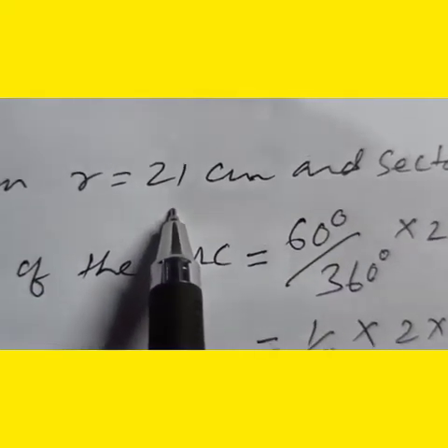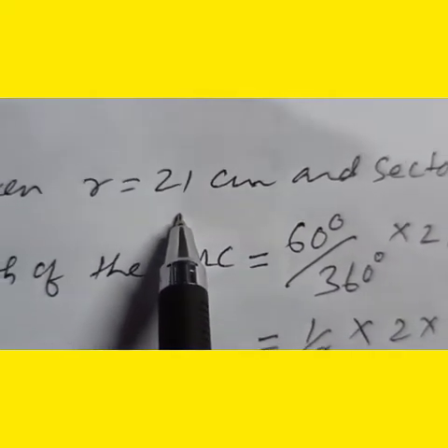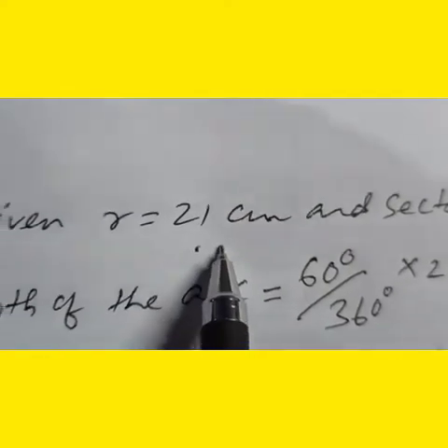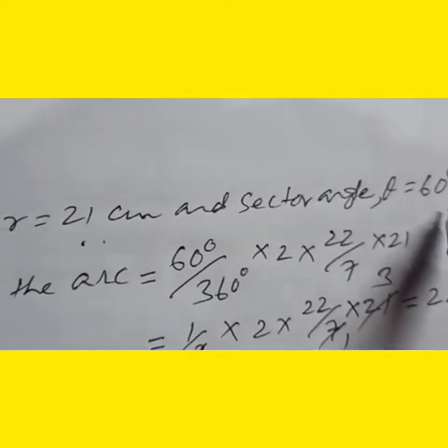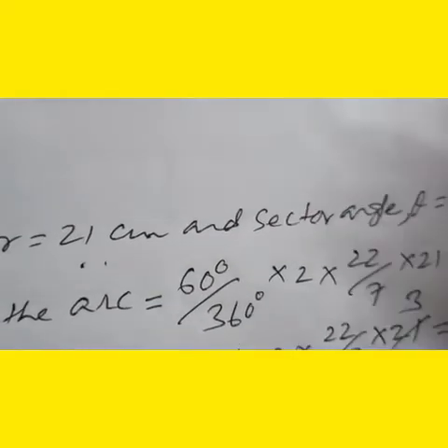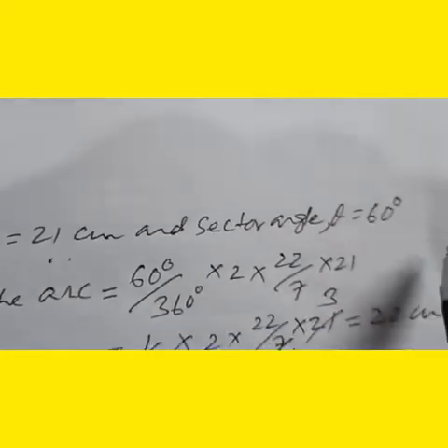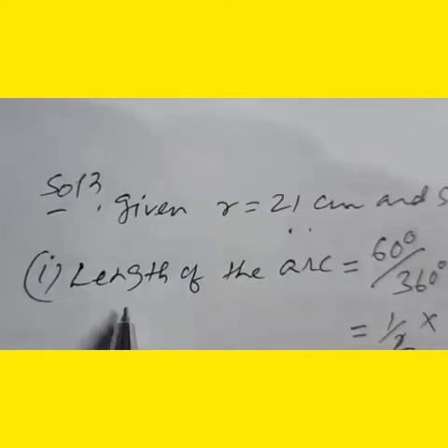So here given what? R equal to 21 centimeter. Radius of the circle is already given. So now we can write this one. R equal to 21 centimeter and sector angle equal to 60 degree. Subtend an angle means that is your sector angle. Mind it. So length of the arc.